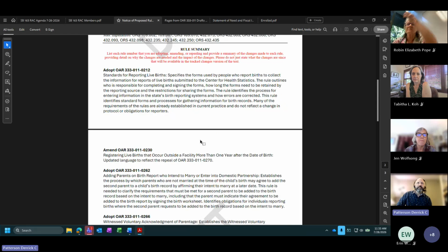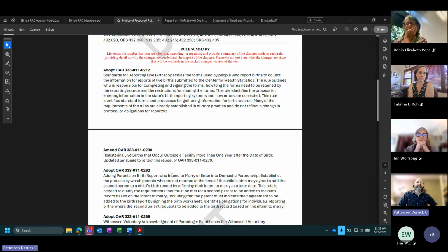Standards for reporting live births specifies the forms used by people who report births to collect the information for reports of live births submitted to the Center for Health Statistics. The rule outlines who is responsible for completing and signing the forms, how long the forms need to be retained by the reporting source, and the restrictions for sharing the forms. The rule identifies the process for entering information in the state's birth reporting systems and how errors are corrected.